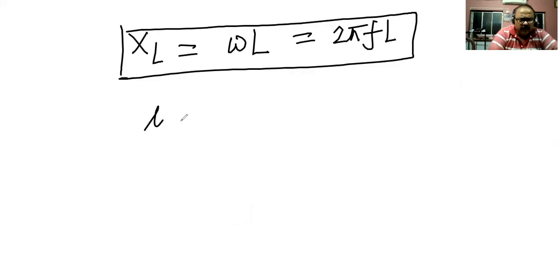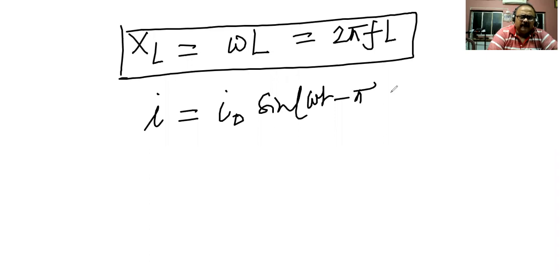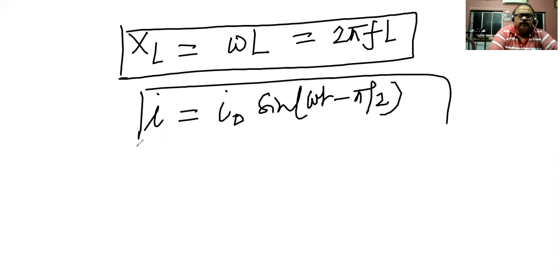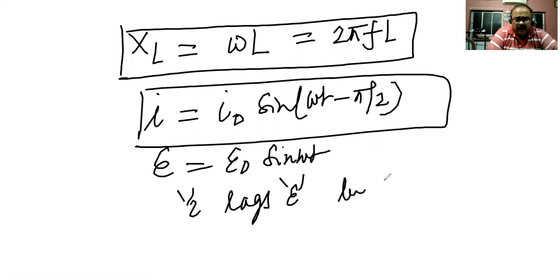And you can also see over here that I is equal to I naught sine of omega t minus pi by 2, and E was equal to E naught sine omega t. So from this it is very much clear that here I lags E by pi by 2. This is very important. In a circuit containing a pure inductor, the potential leads current by pi by 2.